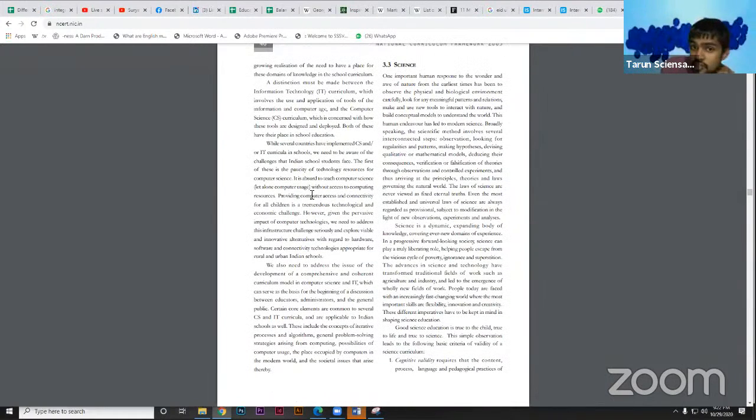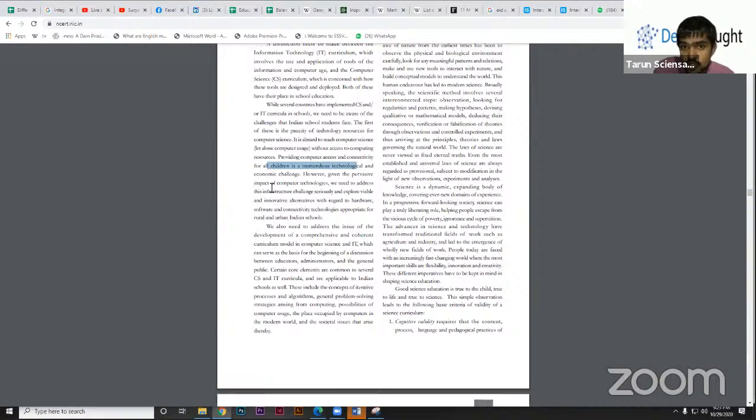While several countries have implemented CS and or IT curricula in schools, we need to be aware of the challenges that Indian school students face. The first of these is the paucity of technology resources for computer science. It is absurd to teach computer science, let alone computer usage, without access to computing resources. Providing computer access and connectivity for all children is a tremendous technological and economic challenge.